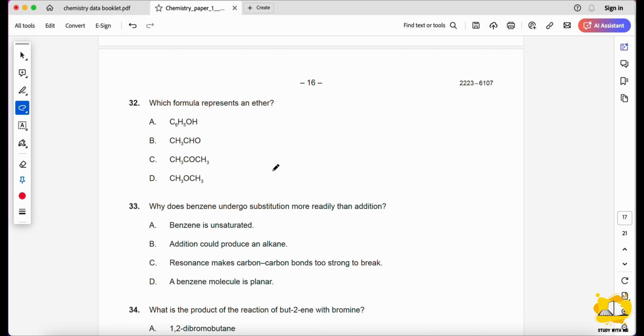Which formula represents an ether? Ether name is alkoxyalkane. So for the functional group, it's C-O-C. So C-O-C.